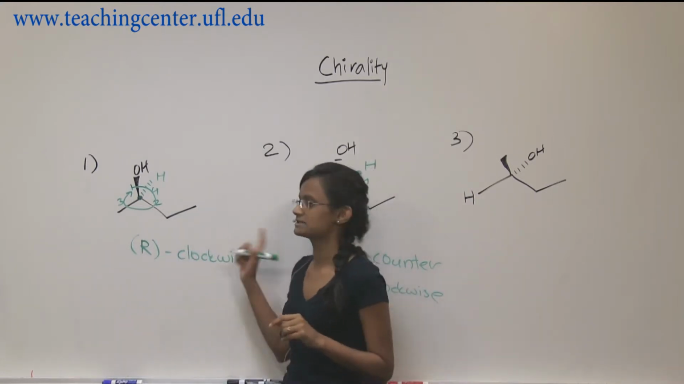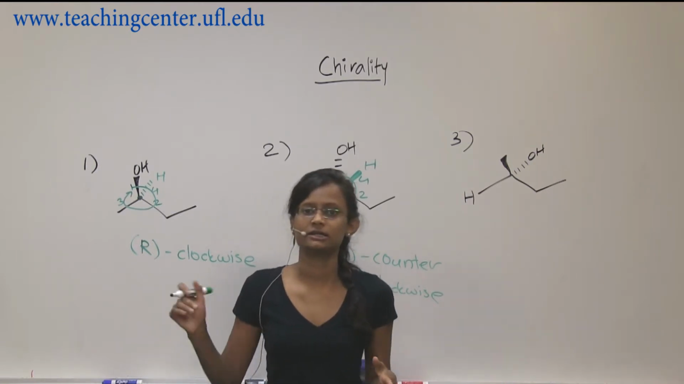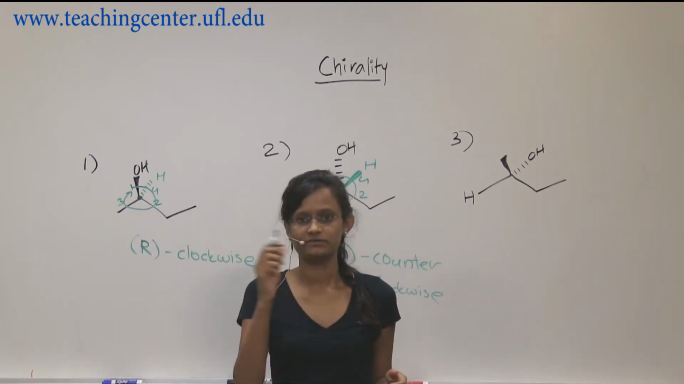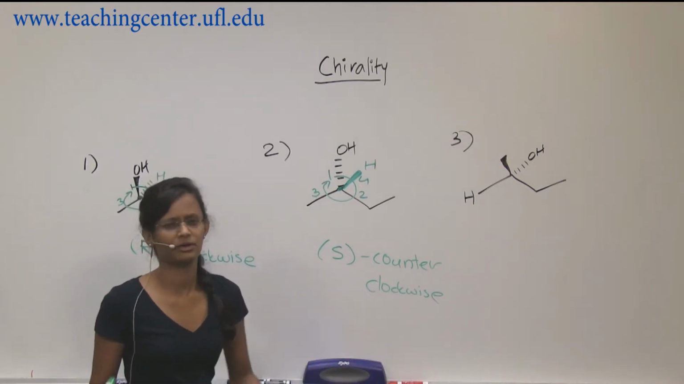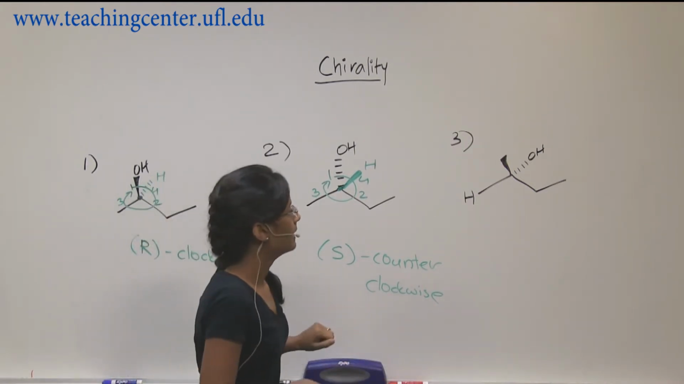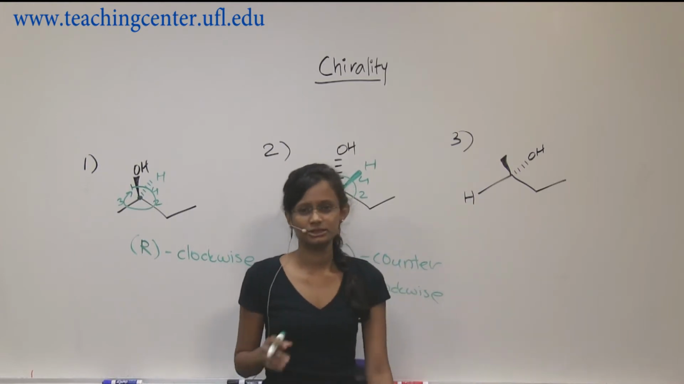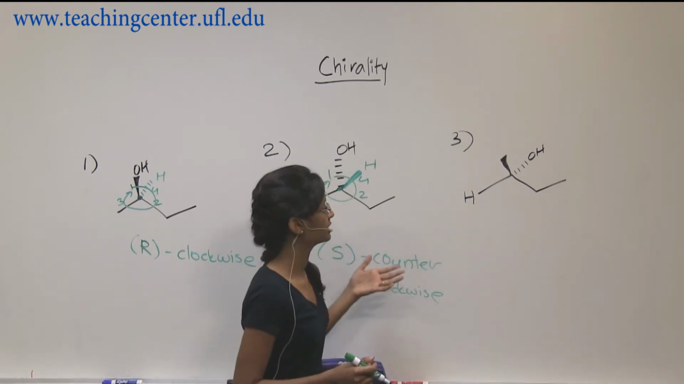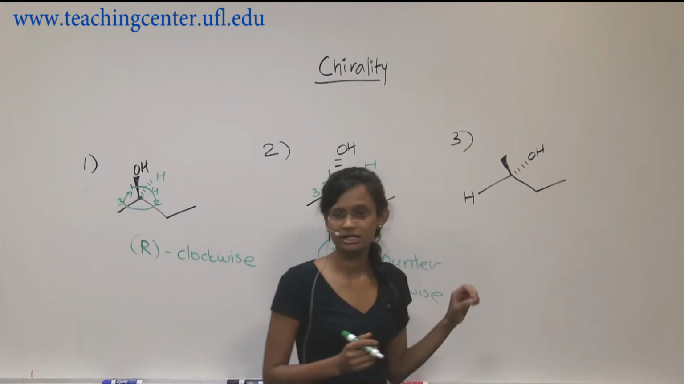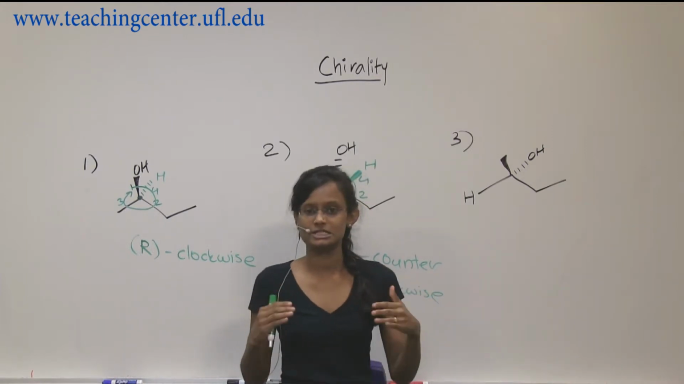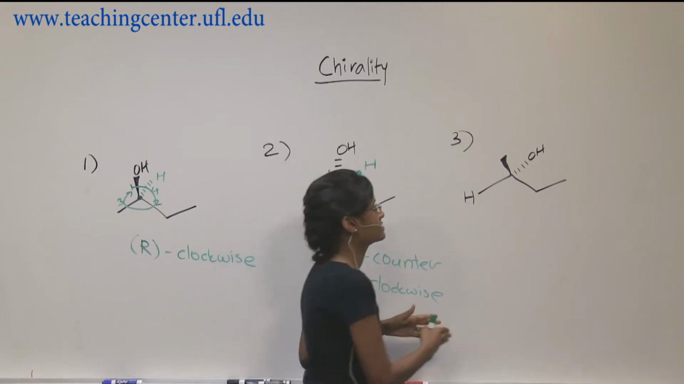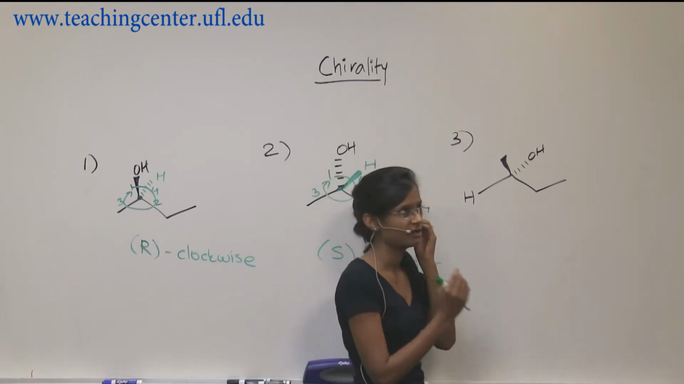So these two are pretty simple. Assign the priority, connect 1, 2, and 3. Whichever side it's going, it tells you R or S, depending upon what situation you're in. But number 3 is a little different because your fourth priority now is not going to be on a wedge, not going to be on a dash, but it's going to be into the plane of paper. So let's look at this one. How do we solve this?